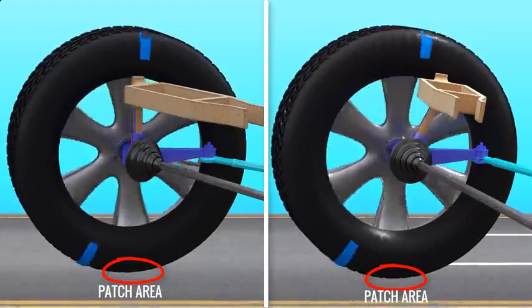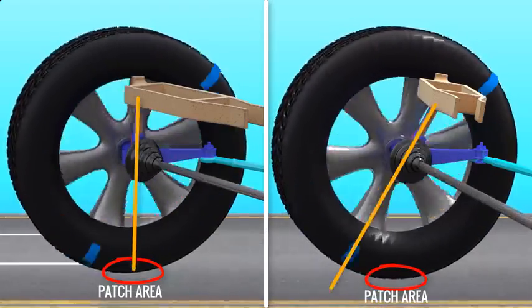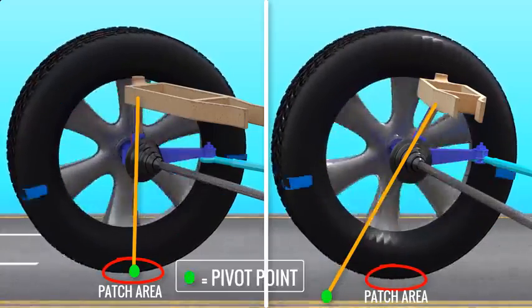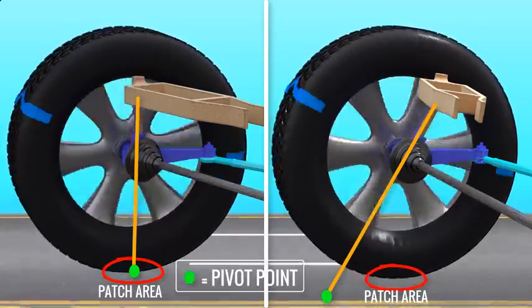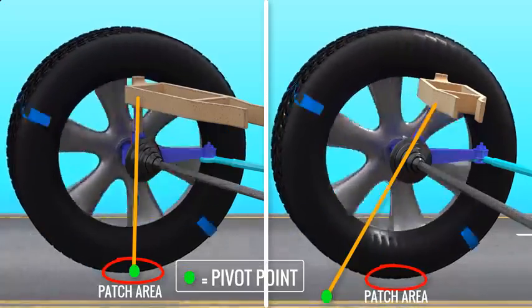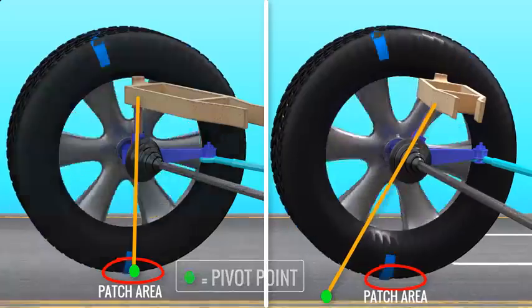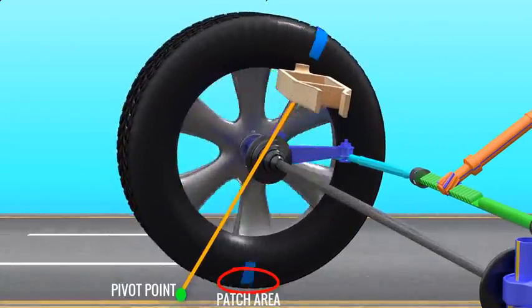It is clear that the wheel is pivoted to turn around at the meeting point of the steering axle and road. Let's call this meeting point the pivot point. In the first mechanism, the patch area is in line with the pivot point. However, in the second case, the patch area is way behind the pivot point.